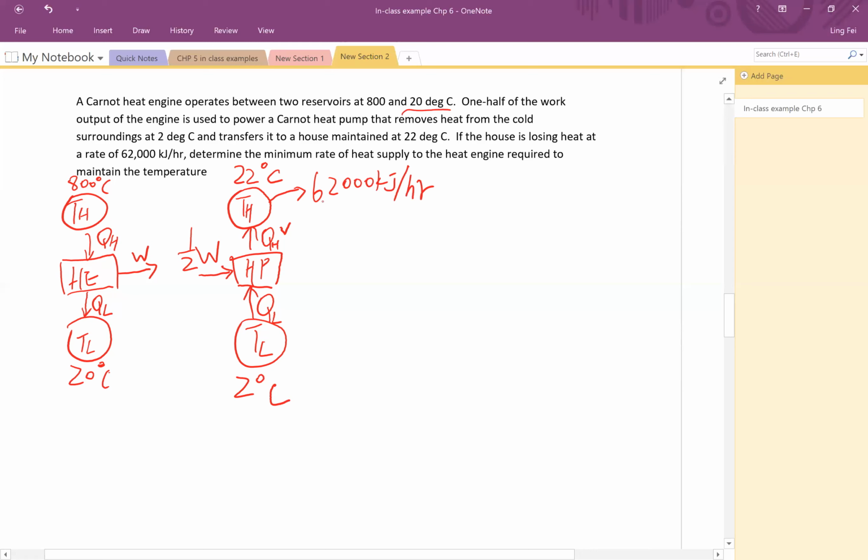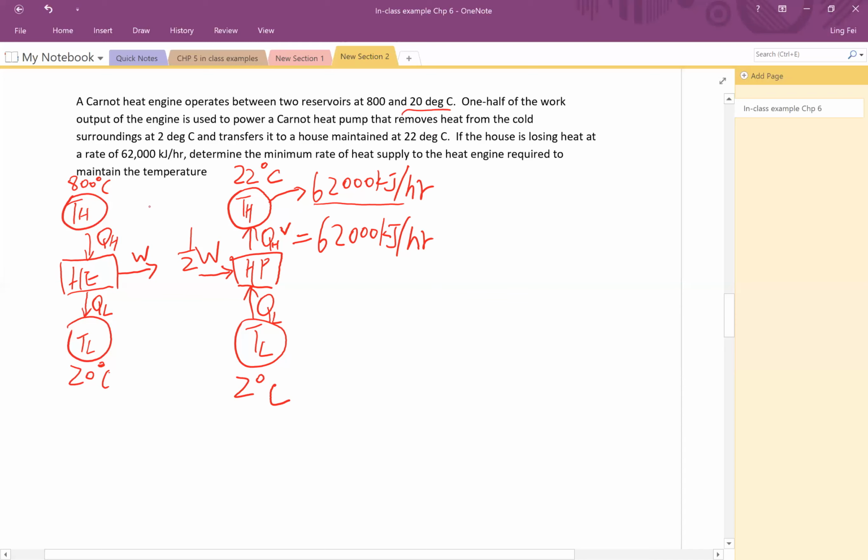So basically, this tells you QH has to equal 62,000 kilojoules per hour. Why? Because your house is losing heat at this speed. You want to remain the house at this temperature, so you have to supply whatever is lost to the surrounding. So QH has to be equal to 62 kilojoules per hour.